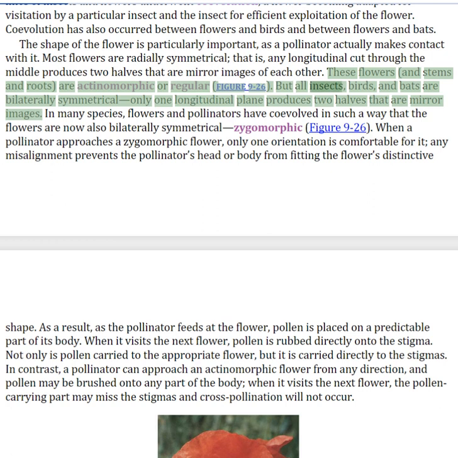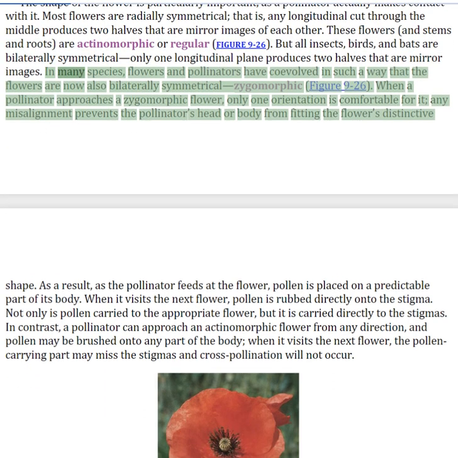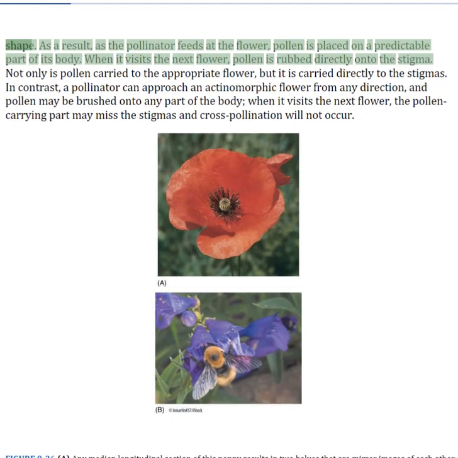But all insects, birds, and bats are bilaterally symmetrical. Only one longitudinal plane produces two halves that are mirror images. In many species, flowers and pollinators have coevolved in such a way that the flowers are now also bilaterally symmetrical, zygomorphic. When a pollinator approaches a zygomorphic flower, only one orientation is comfortable for it. Any misalignment prevents the pollinator's head or body from fitting the flower's distinctive shape.